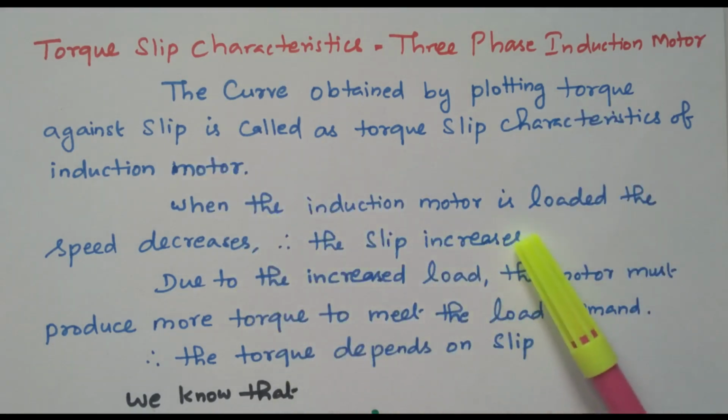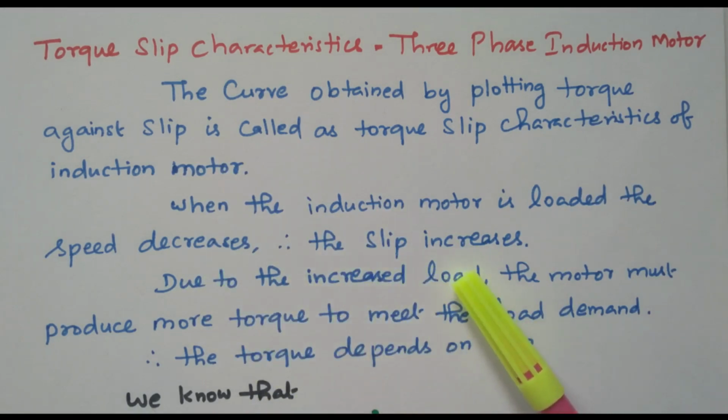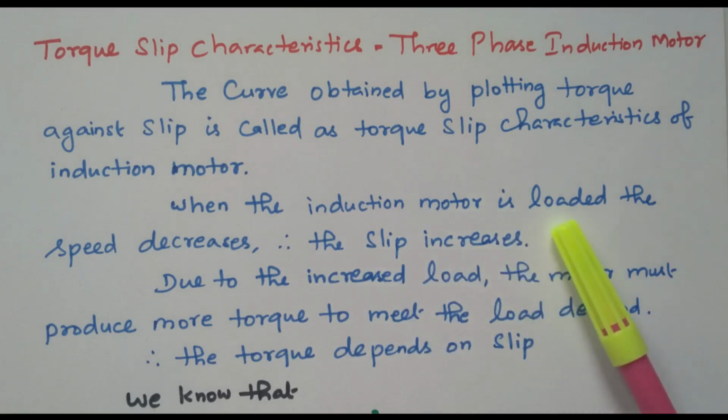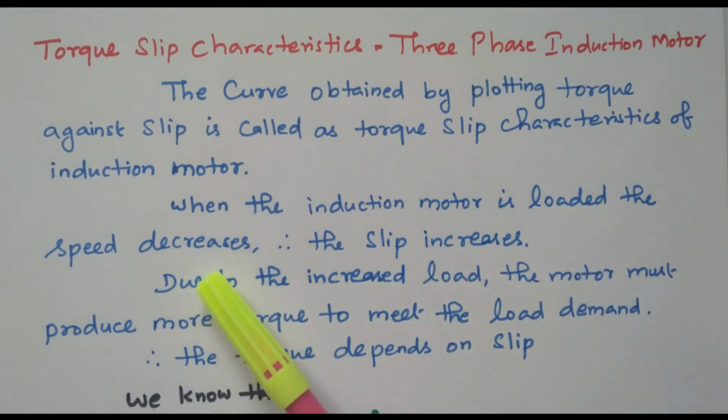When the induction motor is loaded, the speed decreases. Therefore, the slip will increase. The slip is nothing but the difference between the actual speed and the synchronous speed. So when the motor is loaded, the actual speed of the motor decreases, so there is a difference between actual speed and synchronous speed. That's why the slip also increases. But due to increased load, the motor must produce more torque to meet the load demand. So while loaded, speed decreases, but the motor will try to meet the required demand by producing more torque.